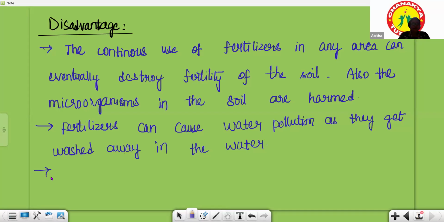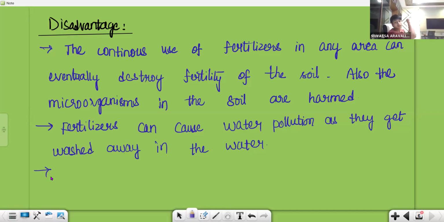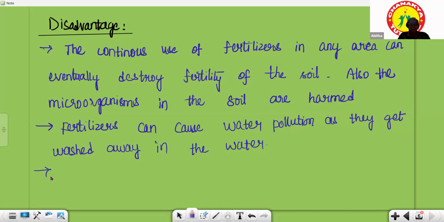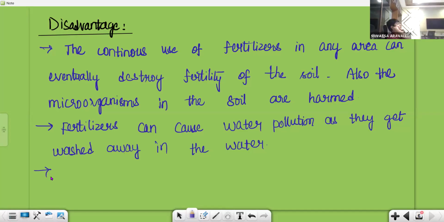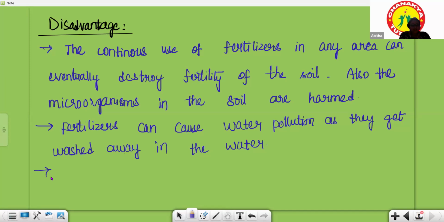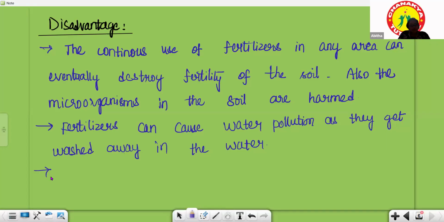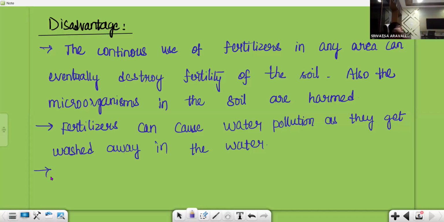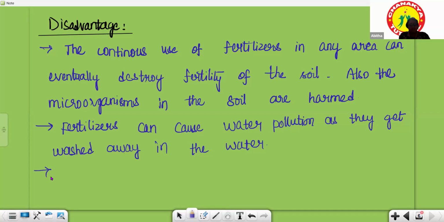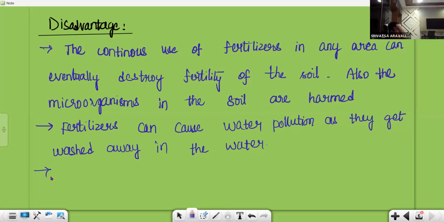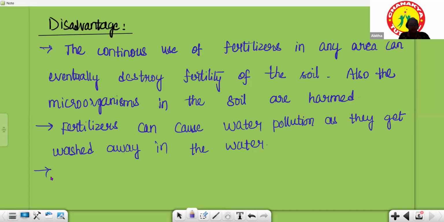To prevent these disadvantages, what you can do is use manure. What is manure? In Telugu we say eruvu. That is used for the good growth of plants. Have you ever seen the dung of cow or buffalo used for plant growth? In that case, you can say that particular dung is acting as manure for plant growth.